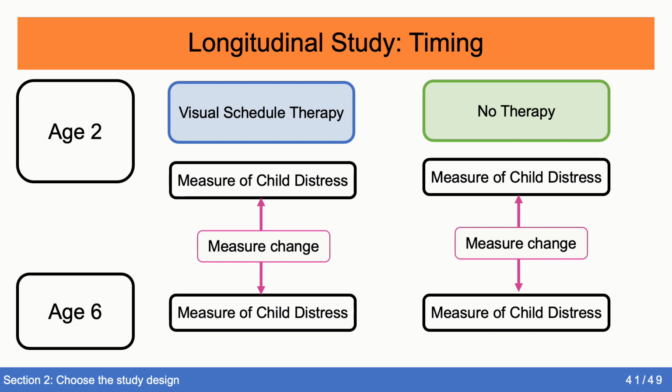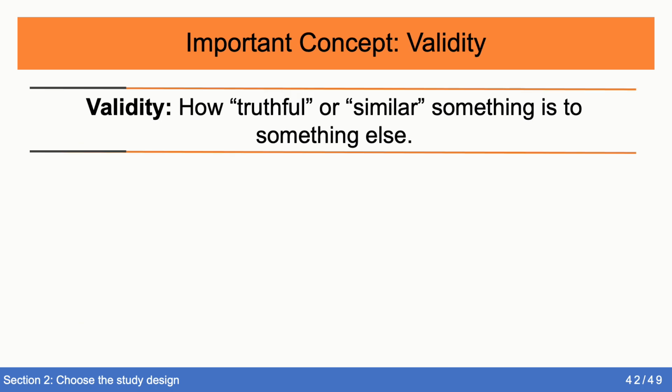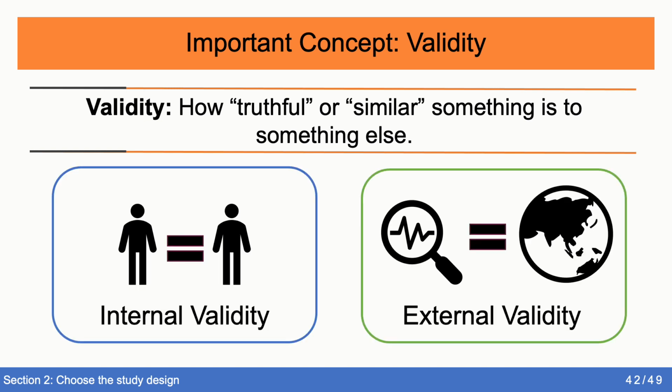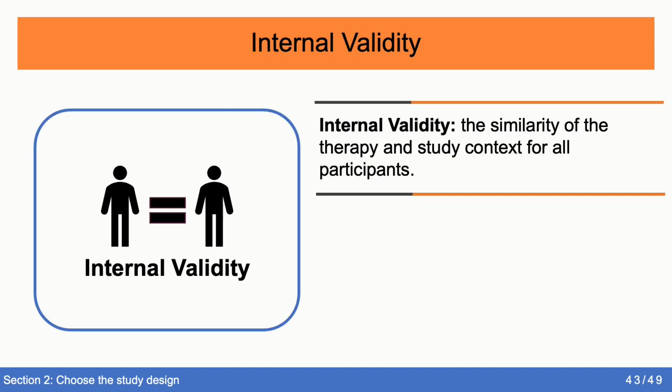Validity is an important concept to think about when designing a good research study. Validity is a word that broadly means how truthful or similar a study is to something else. There are two primary types of validity: internal and external validity. We will describe these terms in the next 2 slides.